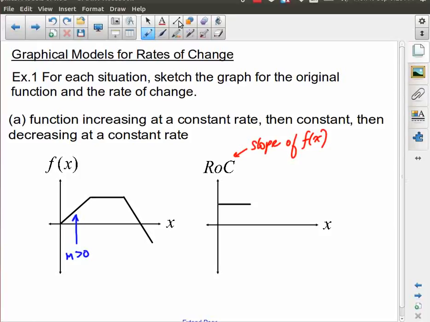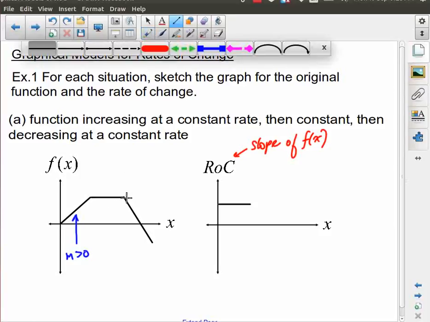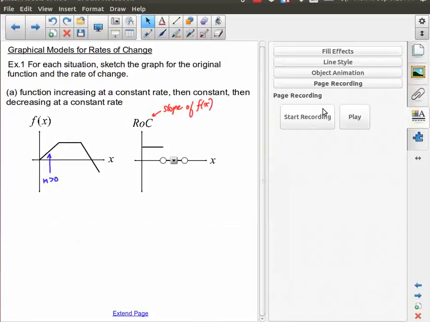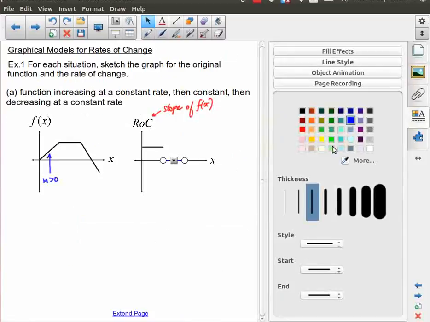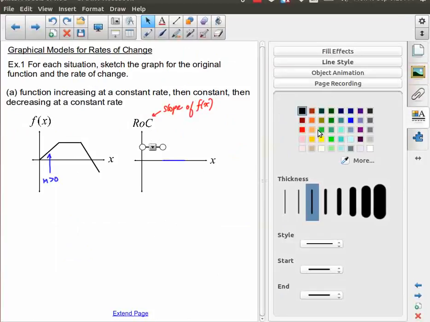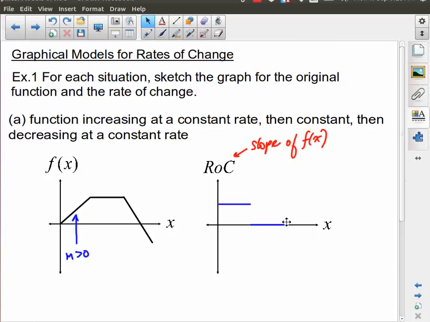Then we're told that the slope of f of x is constant, and that is a straight line. Now, unfortunately, with my straight line tool, I believe this is not going to show up very well. So I'm just going to put it a little bit above. That shows up okay. I guess you can see that there. Might be better if I change the color of these. So let's change that line over to be blue. We don't really need to change this one. Okay? And then finally, it says it is now decreasing at a constant rate.